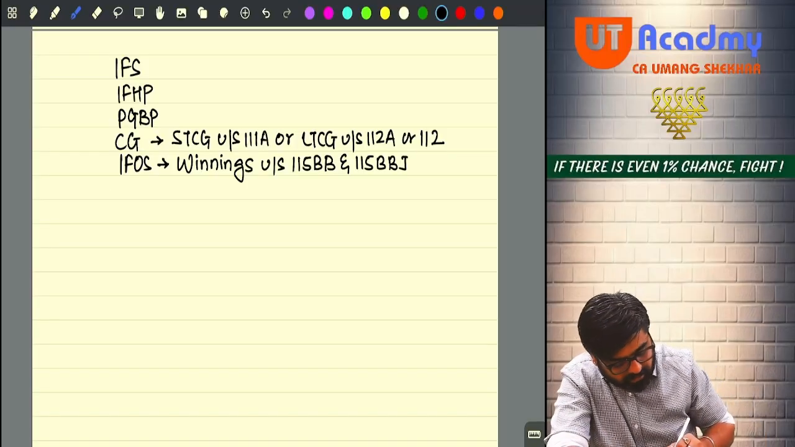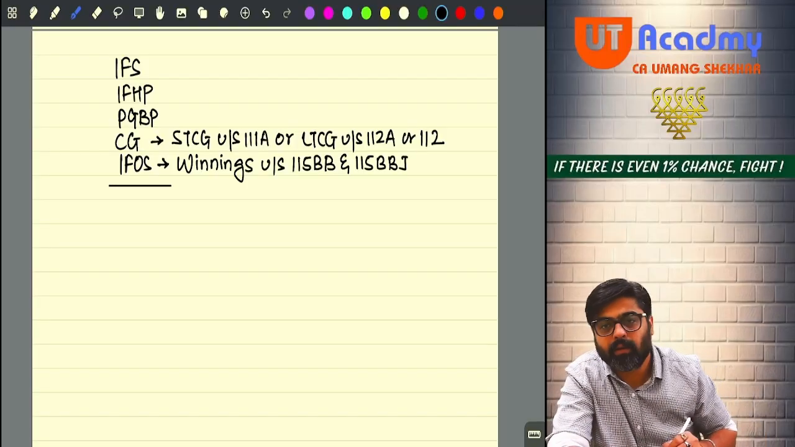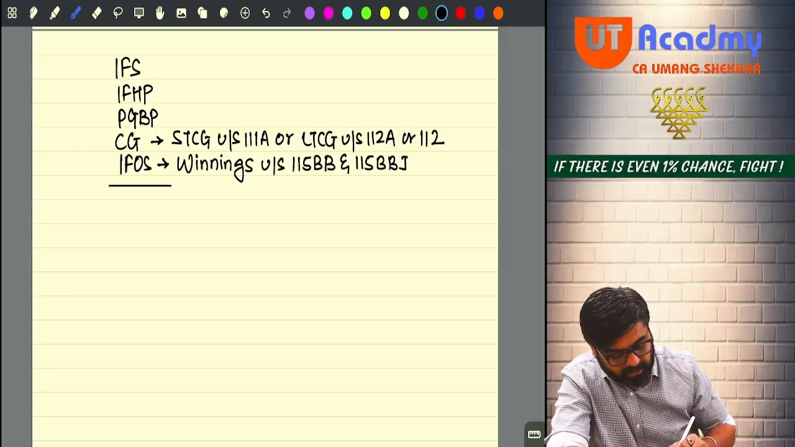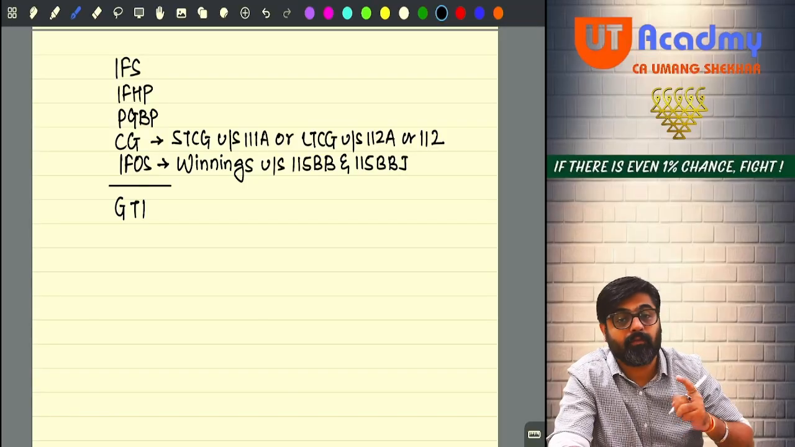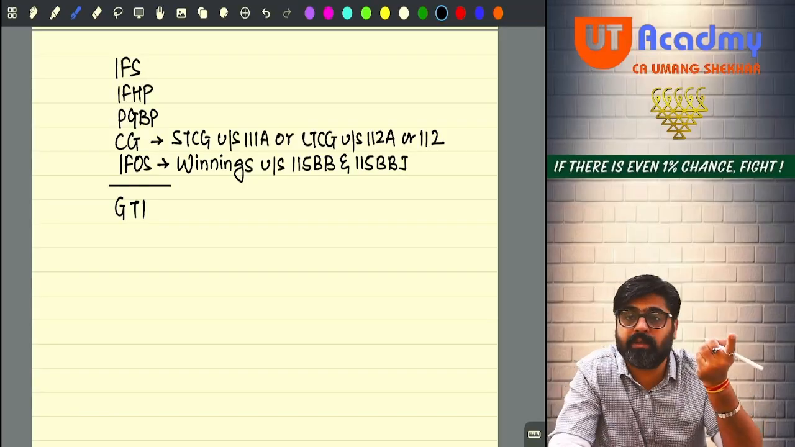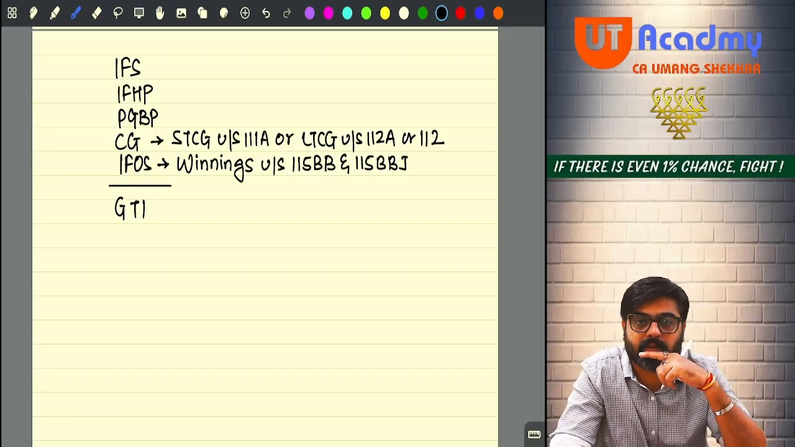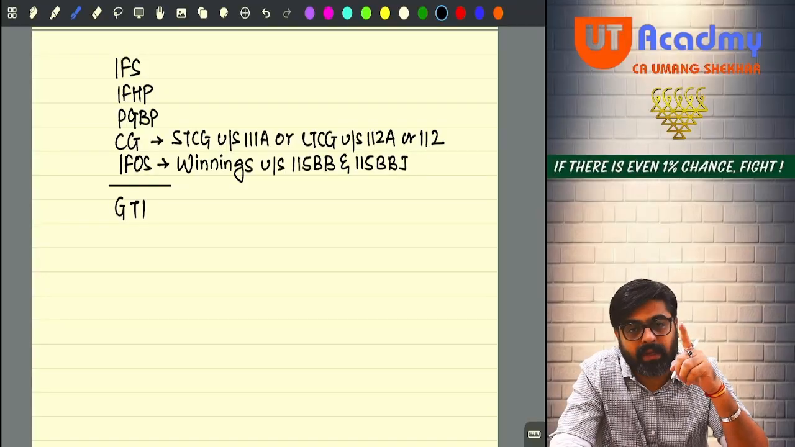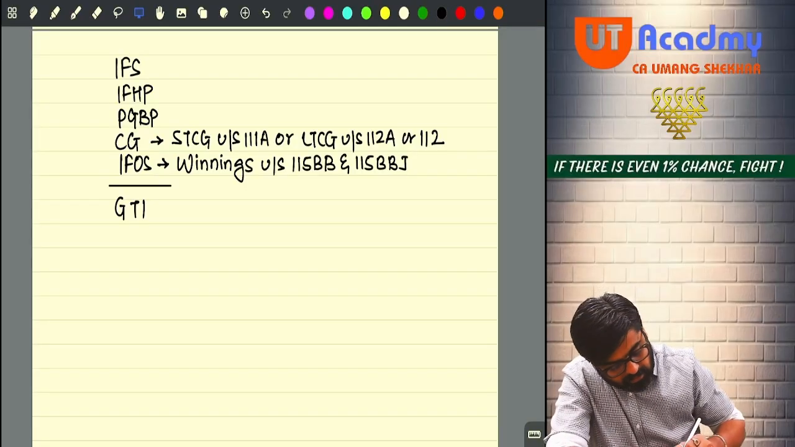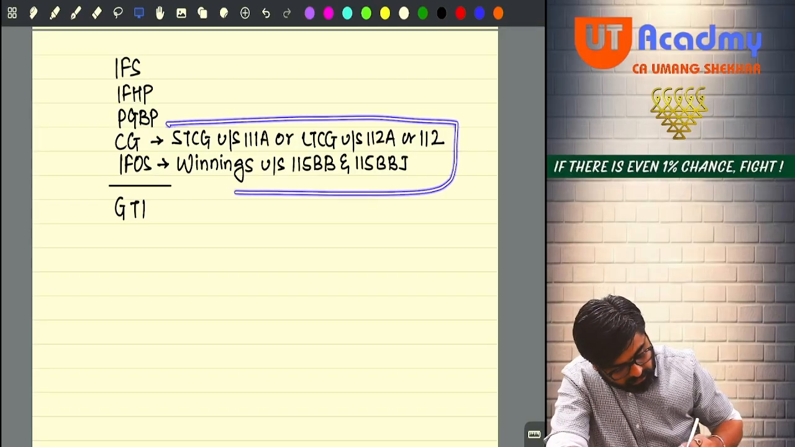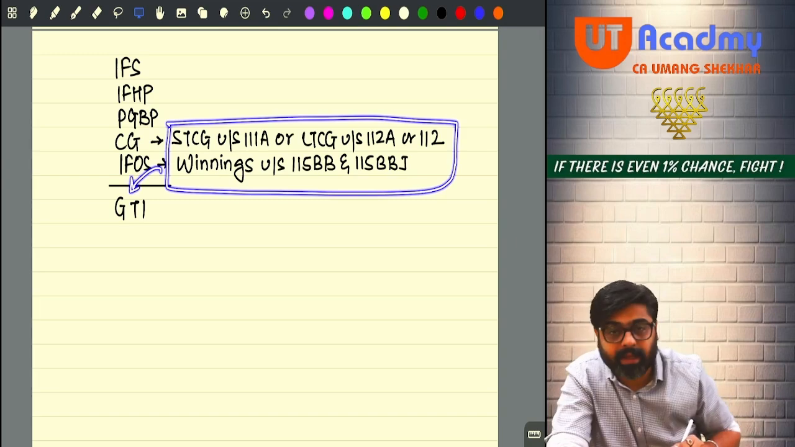So when I total these 5 heads, I get what? Gross total income. And from that gross total income, I am eligible to claim what? Chapter 6A deductions. So can I say that in your GTI, you have shown these incomes? These incomes are there in your GTI.